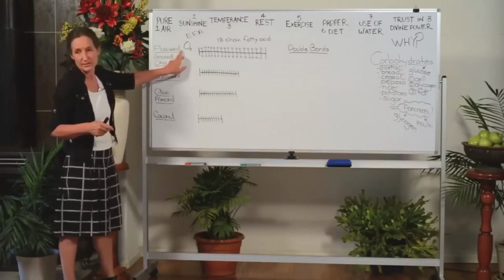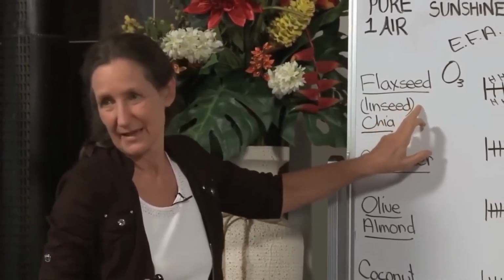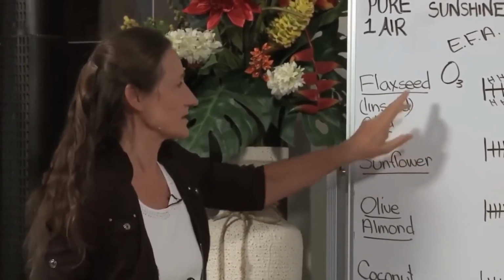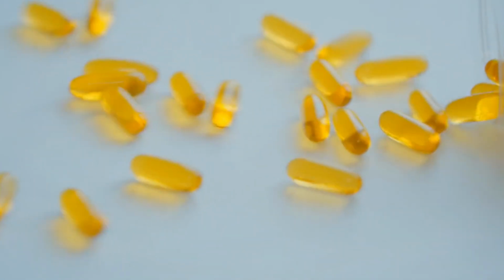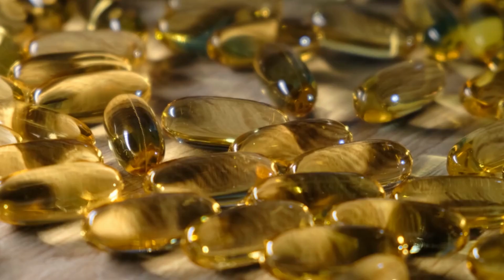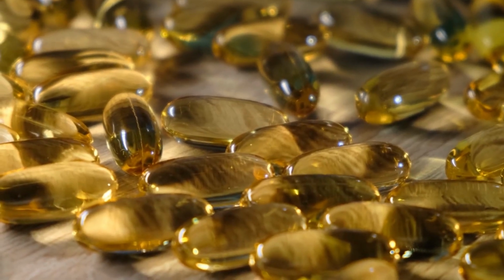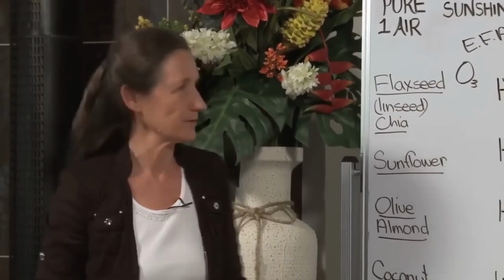Flaxseed is the highest source of omega-3. Flaxseed and linseed are basically the same thing. Chia seed is the second highest source of omega-3. Omega-3 is an essential fatty acid, meaning the body cannot produce it, so it must be consumed. What I'd like to show you now is why it is so important in the body.